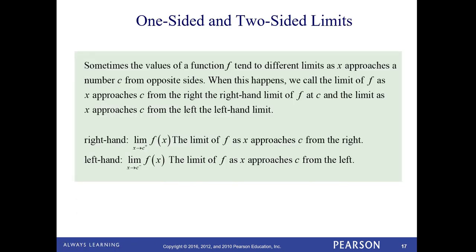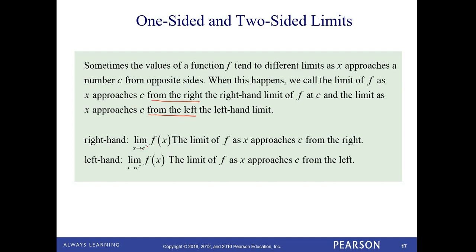Okay, last topic here. I know this is getting long, but we are going to plow through this. Sometimes the values of a function f tend to different limits as x approaches a number from opposite sides. When this happens, we call the limit of f as x approaches c from the right the right-hand limit, and the limit as x approaches c from the left the left-hand limit. And we write it this way.